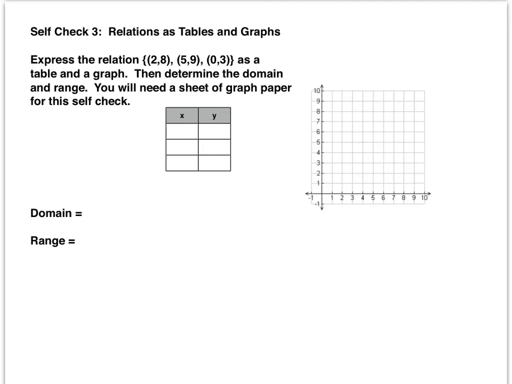Now it's your turn. In self-check 3, express the relation 2, 8, 5, 9, 0, 3 as a table and a graph. Then determine the domain and range. You will need a sheet of graph paper for this self-check. You will also need to make yourself a table on the back of your notes and put your domain and range on there as well.